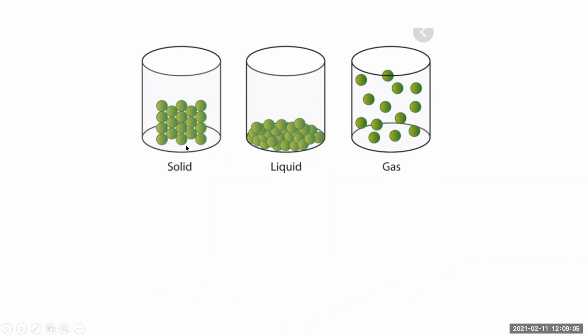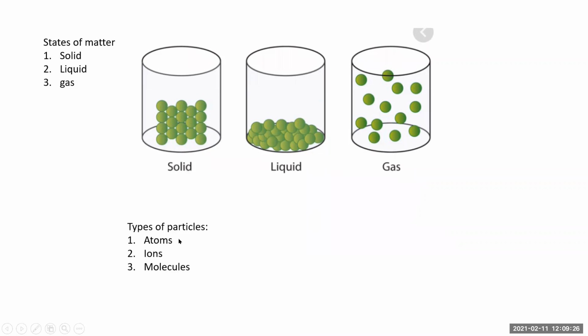So, I'm sure you all remember this. This is the particle arrangement of a solid, liquid, and gas. Now, solid, liquid, and gas are known as the three states of matter. Now, what are the particles that make the solid, liquid, or gas? There are three kinds of particles that make them. They are called atoms, ions, or molecules. Today, what we're going to focus on is the atom.